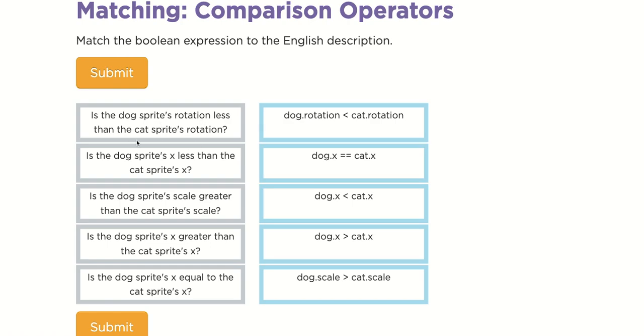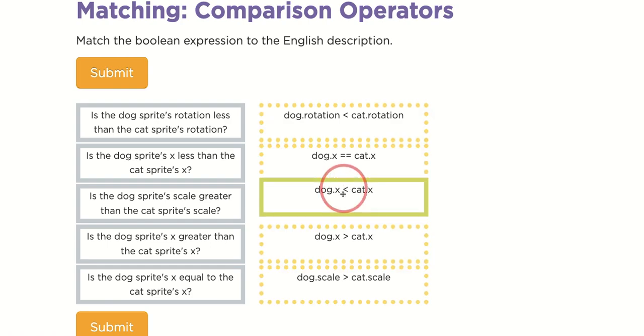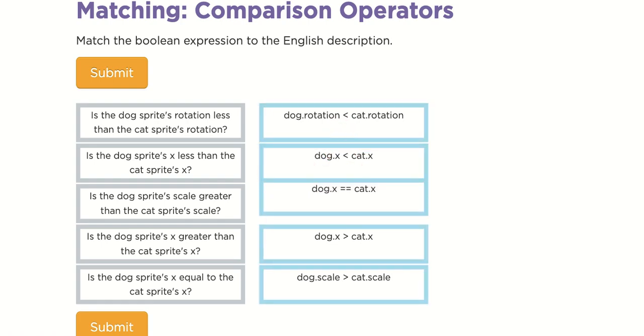So that matches. Is the dog sprite's X less than the cat's sprite X? So in this case, we have lots of X's. So we're looking for the one that says, is the dog's sprite X less than? And the less than symbol, I always feel like it looks like a capital L that's sort of been squished over, but it still has the point on the right side. So that would be our less than.